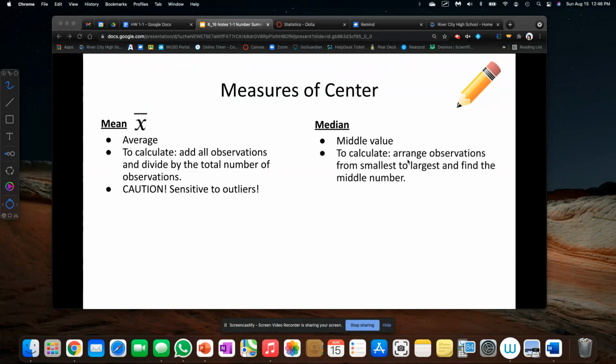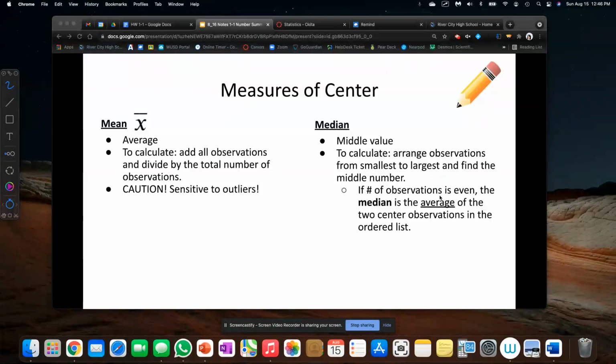The other measure of center is the median, which is going to be the middle value. To calculate the median, you have to arrange your observations from smallest to largest, and you're just going to find the middle number. If the number of observations is even, you're not going to have a middle number. So instead what you do is you average the two center observations.